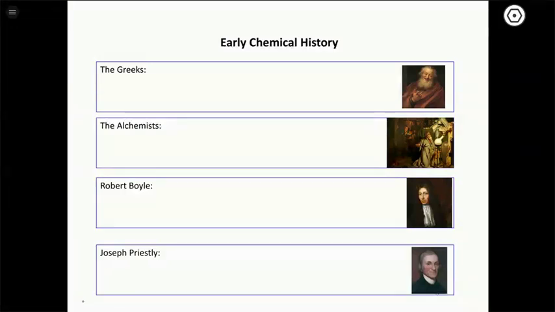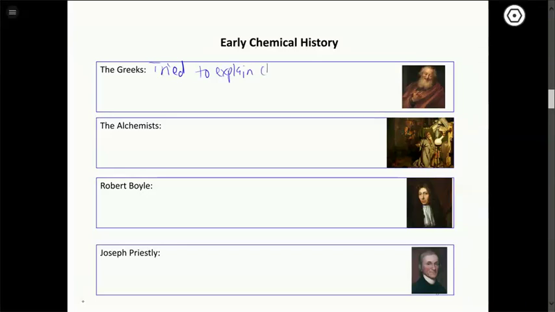So the first people to think about chemistry at all, though they probably didn't call it chemistry at the time, were the ancient Greeks. So they were observing chemical changes, at least qualitatively, by looking at substances changing colors and things of that sort, and they tried to explain them as best as they could, although without really the basis of the scientific method at their disposal. So they tried to explain chemical changes. It wasn't a particularly scientific approach, though.